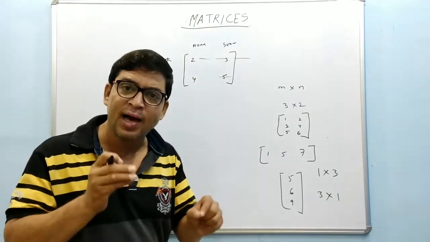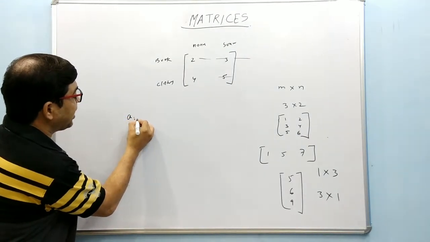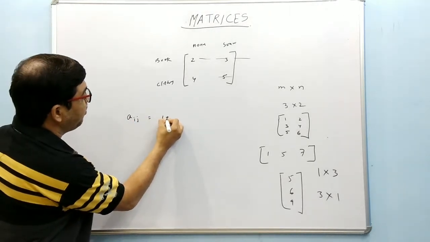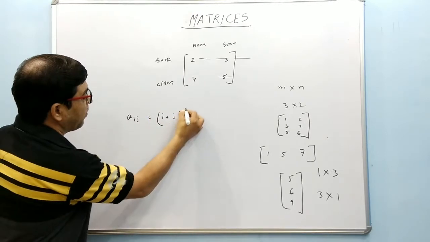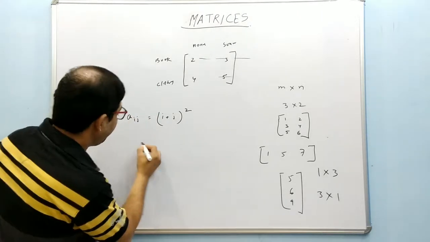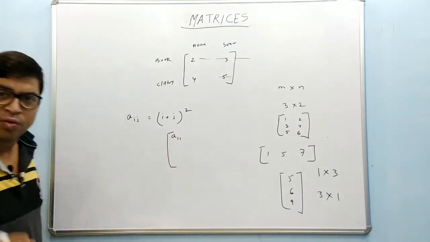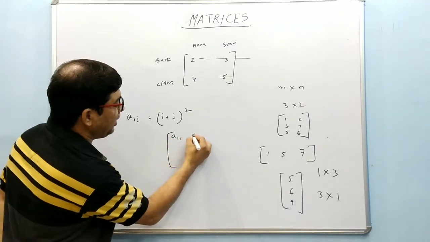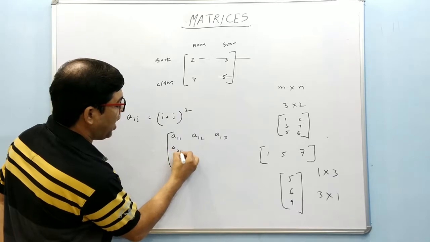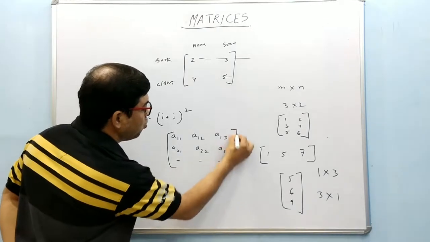Now how to find the elements of matrices? Suppose an element of a matrix is characterized by Aij is equal to (i plus j) whole square. What is the meaning of this? I'm writing a matrix. This is 1,1, first row, first column. Can you tell me this? 1,2. This is 1,3. This is 2,1. This is 2,2. This is 2,3. Like that, it goes on.